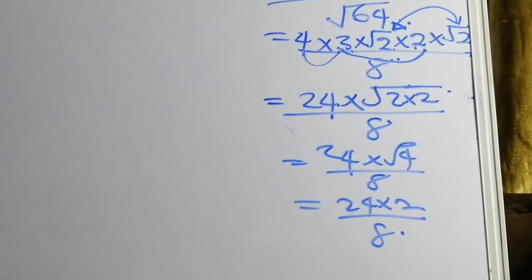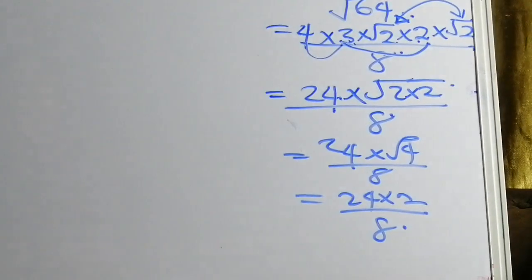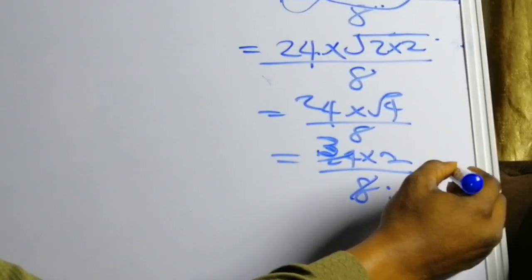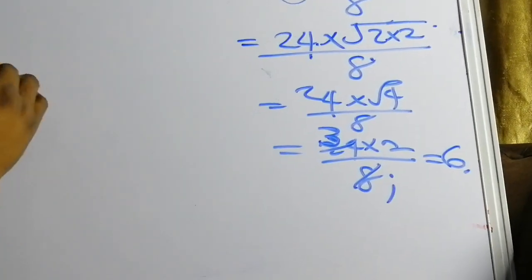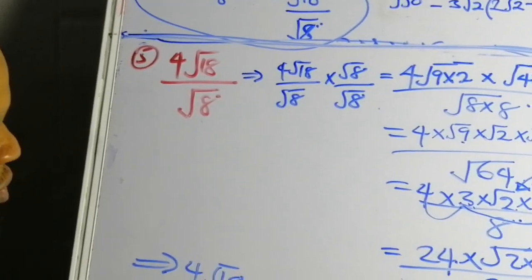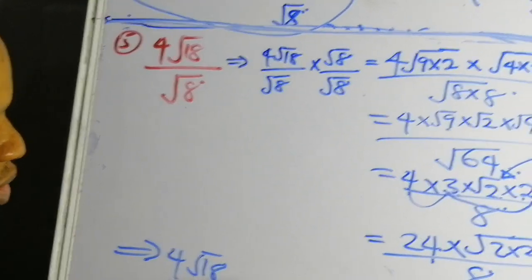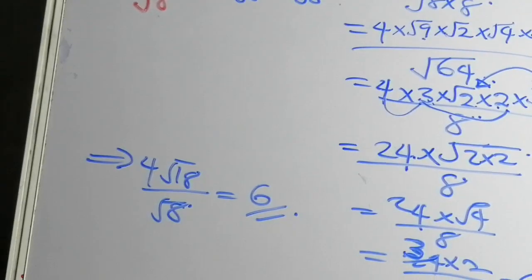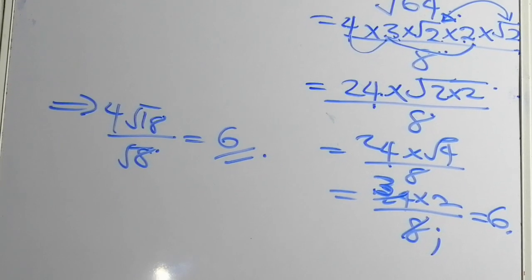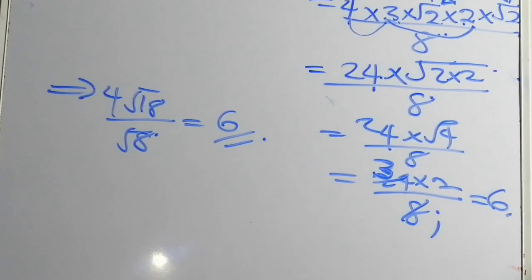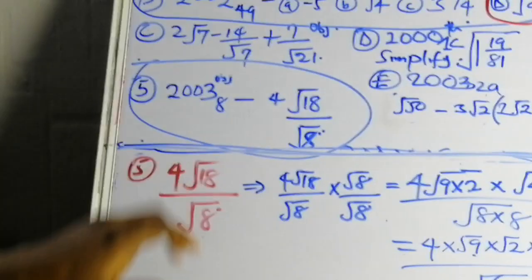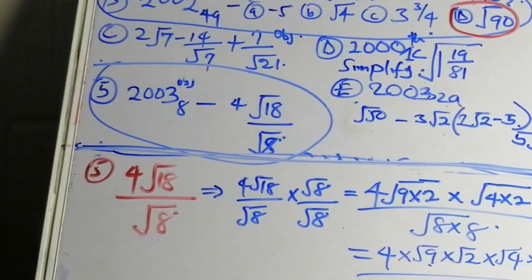If you look at this very well, 8 here is 1, 8 here is 3. 8 times 3 is 24. That's 3 here. So the answer will now be 6. So 4 root 18 over root 8, after simplifying, will give us 6 in SURD form. It's very simple. Just take your time and look at it very well. You see that it's straightforward. So the answer for 2003, objective number 8, just go to the option, you will see 6.